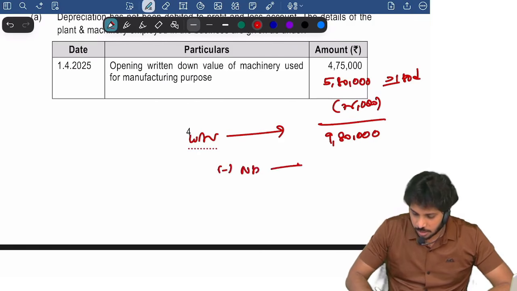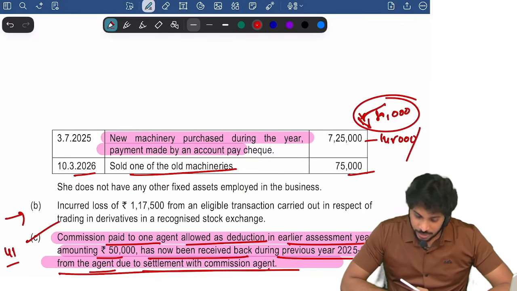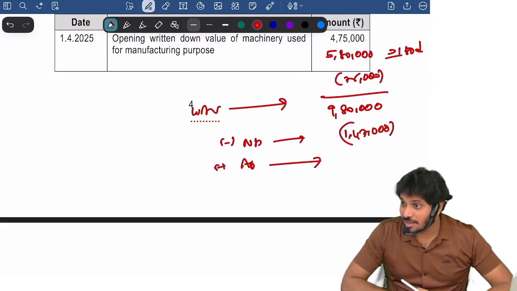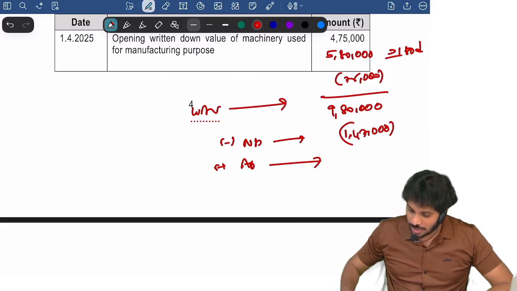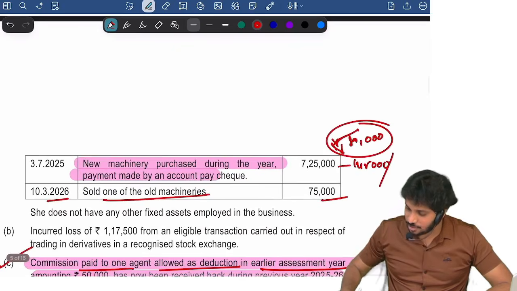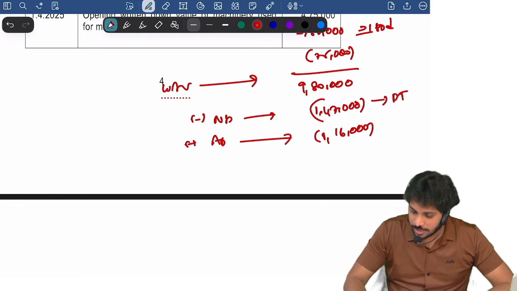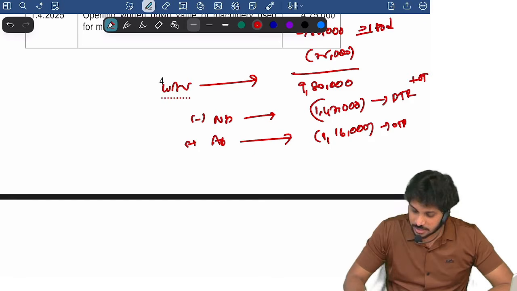So normal depreciation, how much? 1,47,000. Additional depreciation: actual cost is 5,80,000 into 20%. Wait, I'm not claiming deduction. I'm computing depreciation. In DTR, I will not claim, but I will compute. Yes or no? So 5,80,000 into 20%, how much is that? 1,16,000 is the additional. That's it. Now under DTR, only this I will take, whereas this I will take in OTR plus DTR. In OTR, I will take this. Correct? This I will take in DTR plus OTR, whereas this only in optional tax.